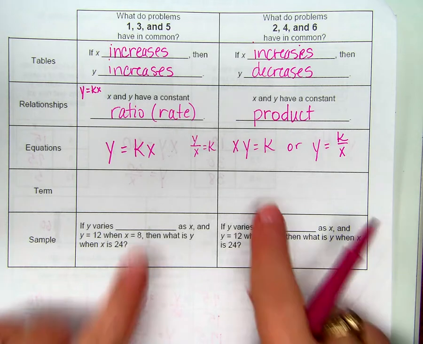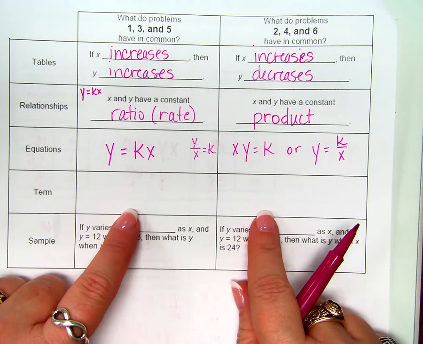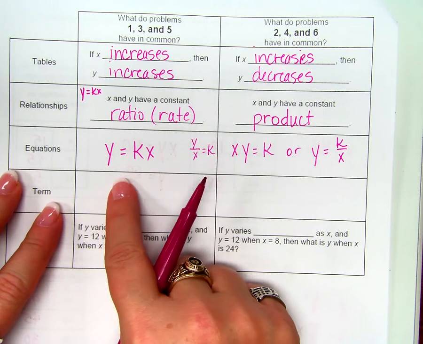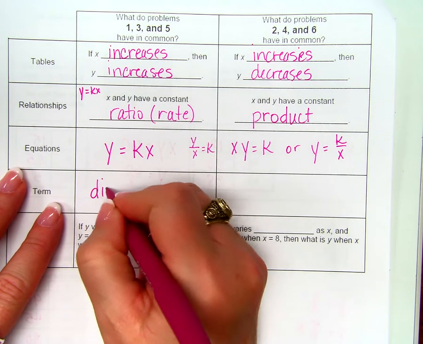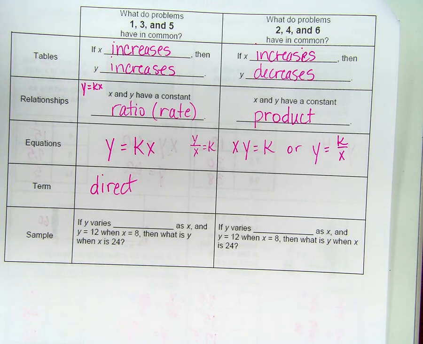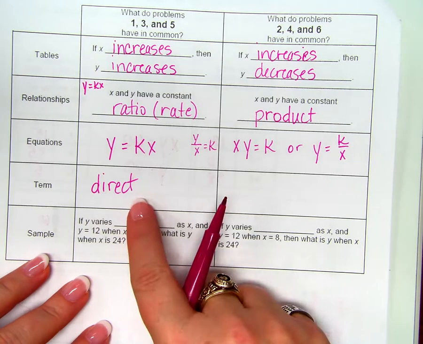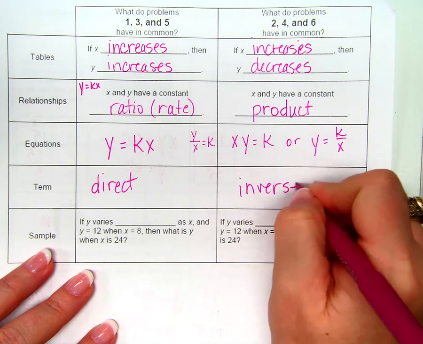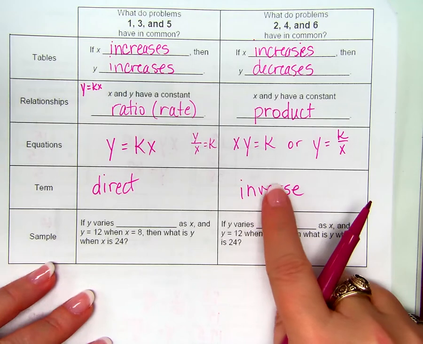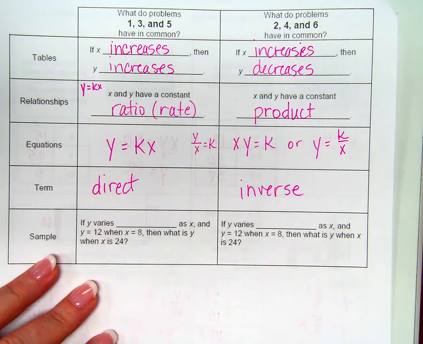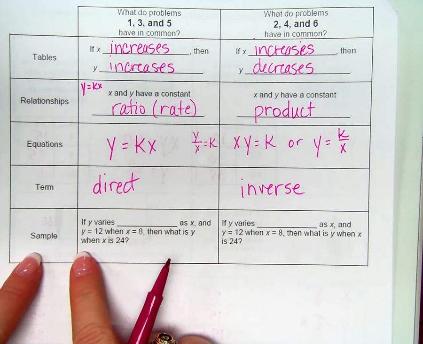Okay, so now we have to figure out what they're called. What kind of equation is this called? Predicate adjective. Excellent. This is called direct variation. Okay, let's see if you can use your context clues. See, I'm going English on you. If this is direct variation, what's this? Inverse. Does it make sense that the inverse would be when they are multiplied as opposed to when they are divided? Yeah? Okay. So let's look at a sample question.